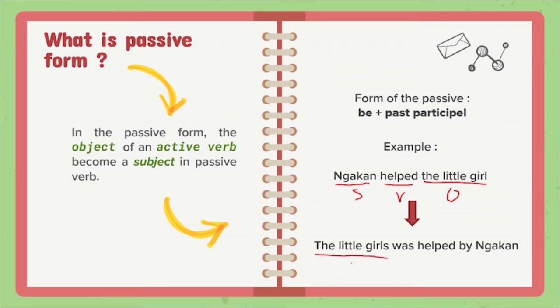So the little girl is a new subject, okay? New subject. Was helped is be plus past participle, and by Ngakan. By Ngakan is an object, but by followed by a noun is called the agent.